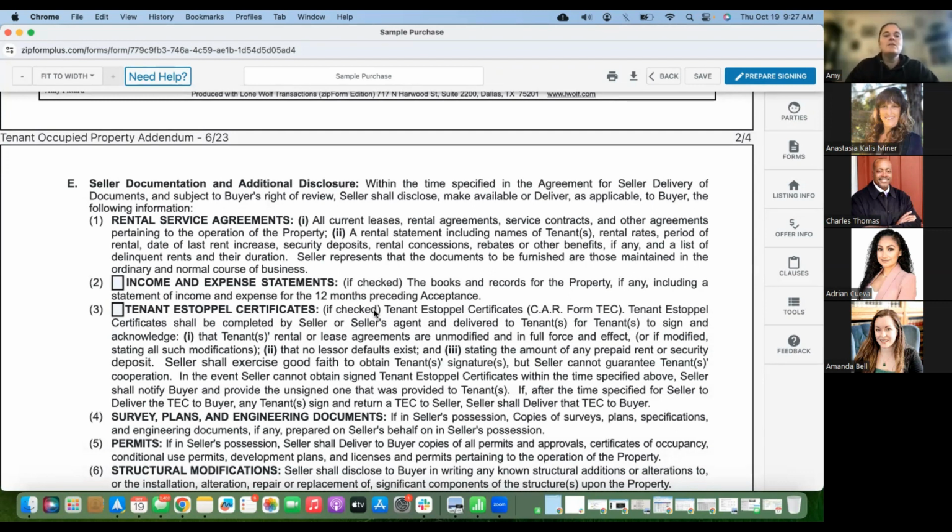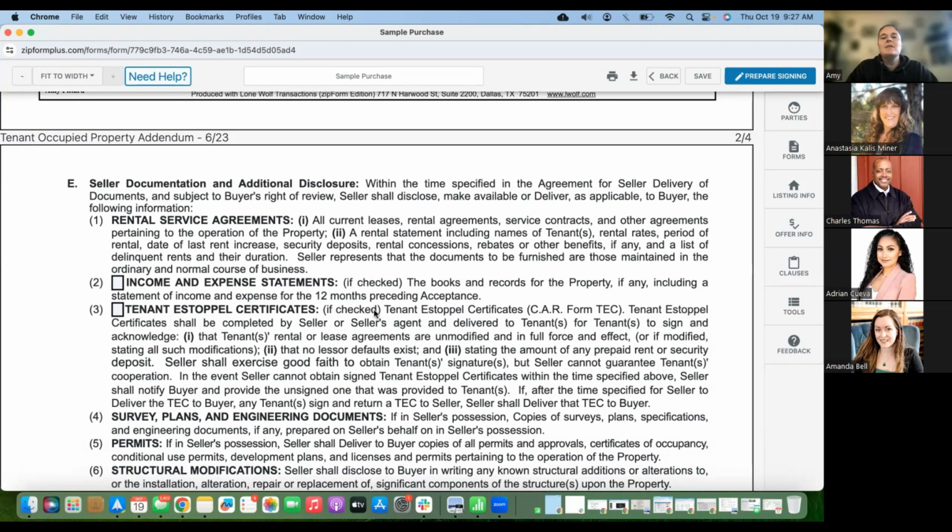Okay. Rental service agreements, all current leases, rental agreements, service contracts, and agreements pertaining to the operation of the property. So that includes not just leases to the tenant, but if they have like a service contract in place for landscaping or whatever it might be, or if they're providing internet to their tenants, a copy of that service contract, right? Super important that we continue on with the same services.